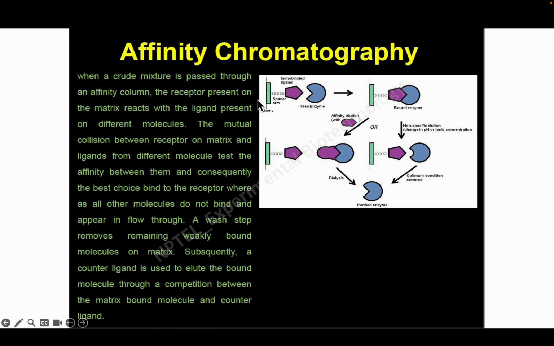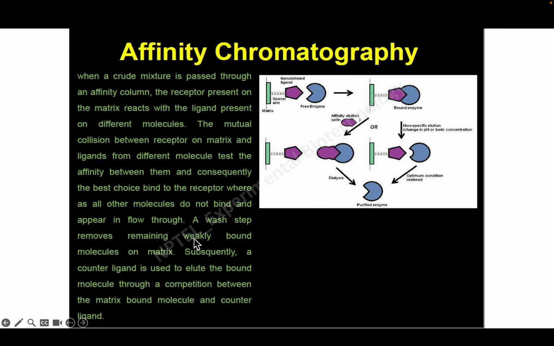Affinity chromatography. So this is the matrix. In affinity chromatography, what happens? You have an immobilized ligand which you use to purify your protein. You load your protein, and if that protein has affinity towards the immobilized ligand, it will bind. This is how affinity chromatography works. When a crude mixture is passed through an affinity column, the mutual collision between the receptor on the matrix and ligands from different molecules tests the affinity between them, and consequently the best choice binds to the receptor. So this is the receptor, this is the target molecule.